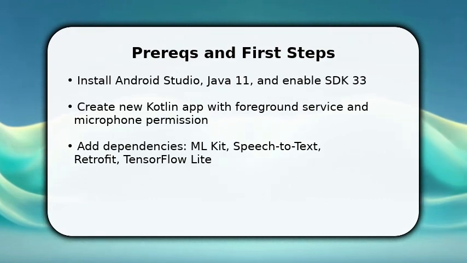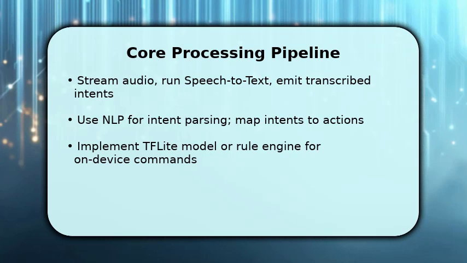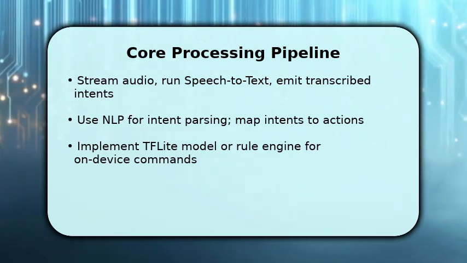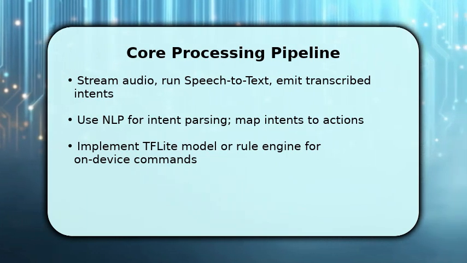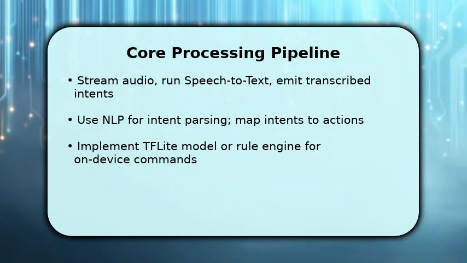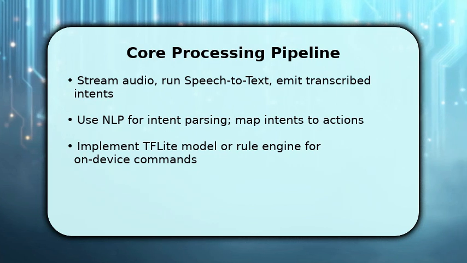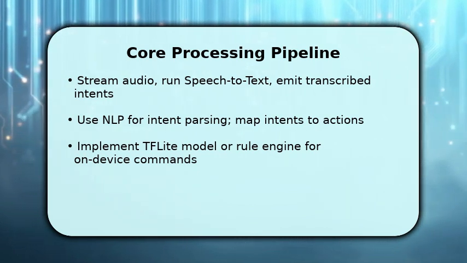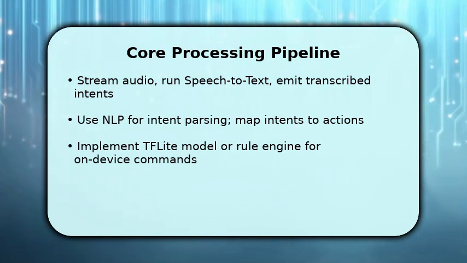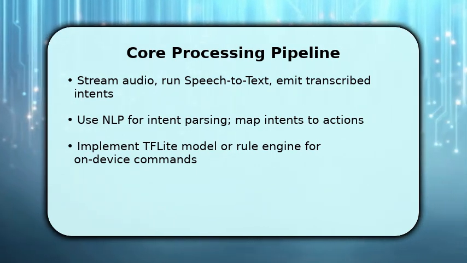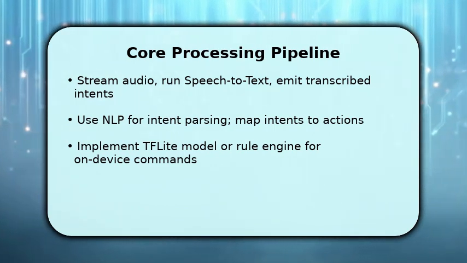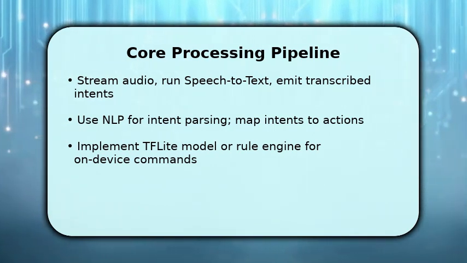Now implement the pipeline. Stream audio in small frames to the speech-to-text engine and forward transcripts to your intent parser. You should use a lightweight NLP library or a custom regex intent mapper to translate text into actions like play music or control IoT. Once you have intents, route them through a command handler that uses Retrofit for web APIs and TF-Lite for on-device classification. Make sure to debounce repeated triggers and log inputs to refine confidence thresholds during testing.